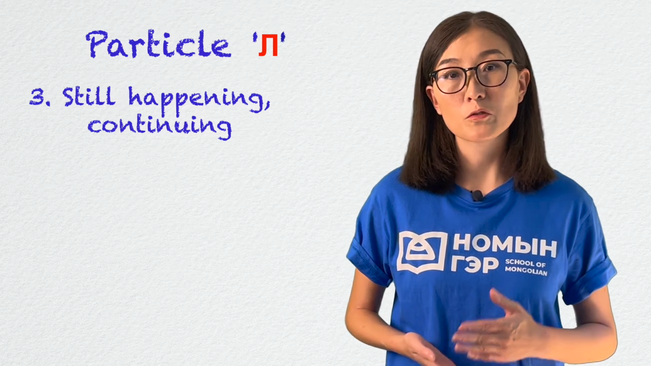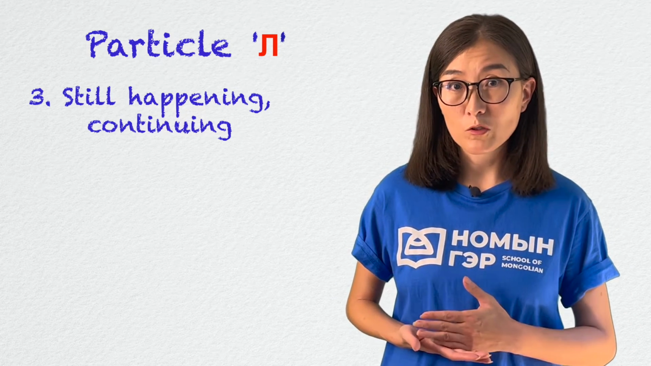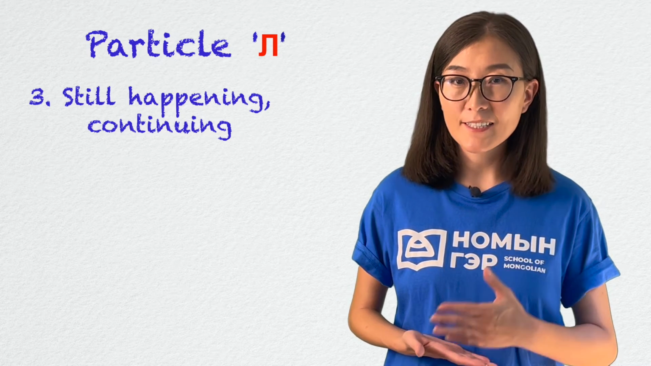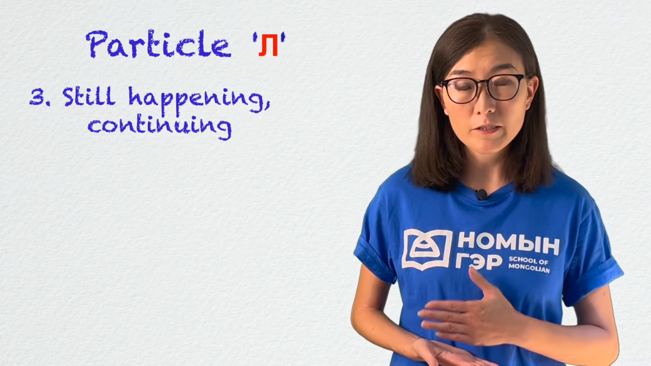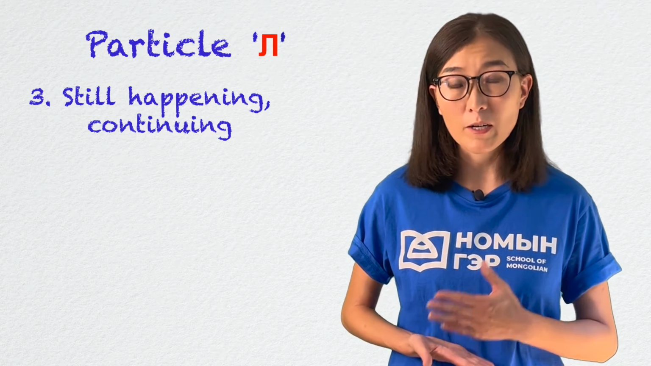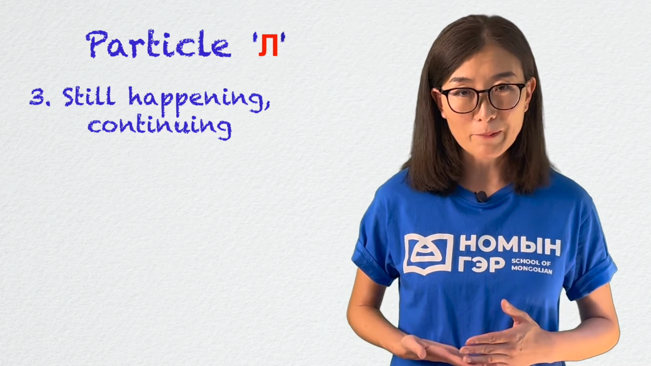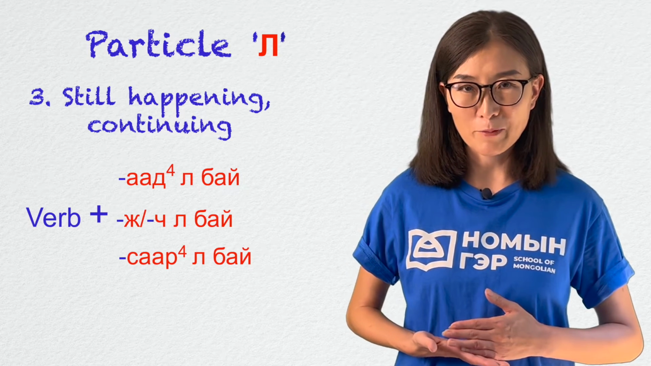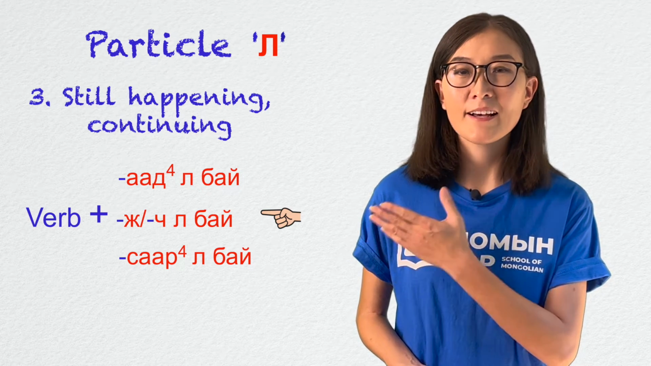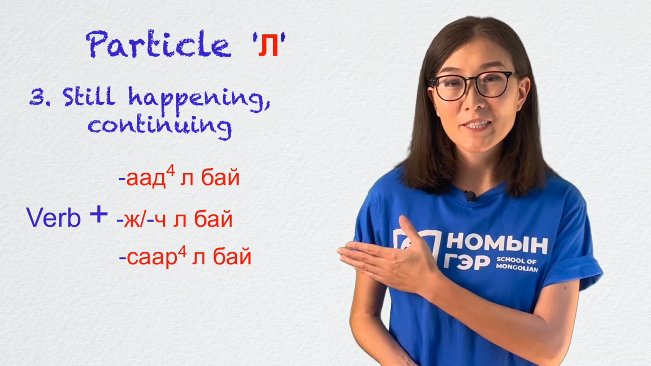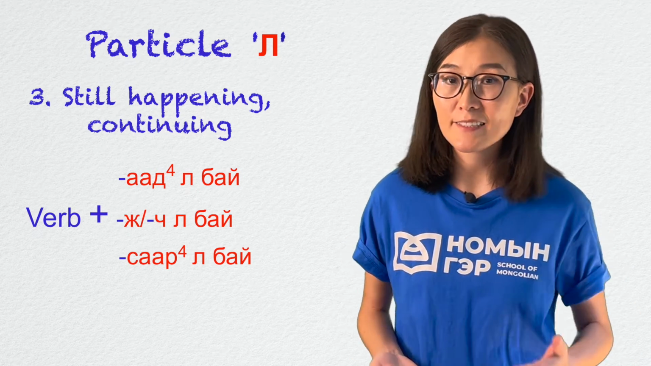The next way to use particle il is quite common and useful. Add this afterward to express something is still happening or continuing. In this use, the particle il mostly goes with other words to become part of an expression. There are many types of these expressions. I'm going to show you a few of them. Here is a formula to create this expression. It is адал бай, жил бай, сар л бай. This means keep doing something or something is still happening.